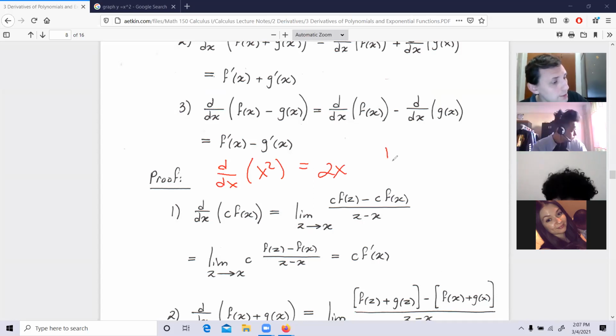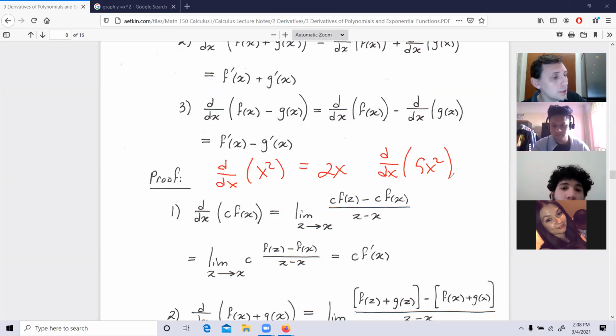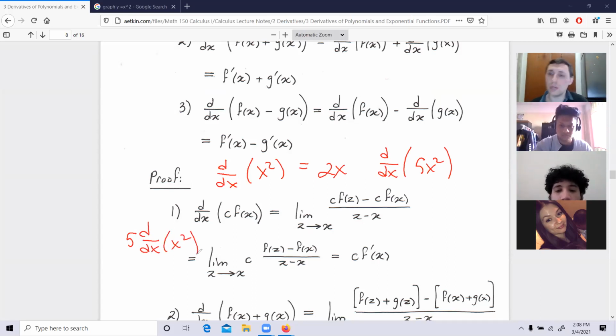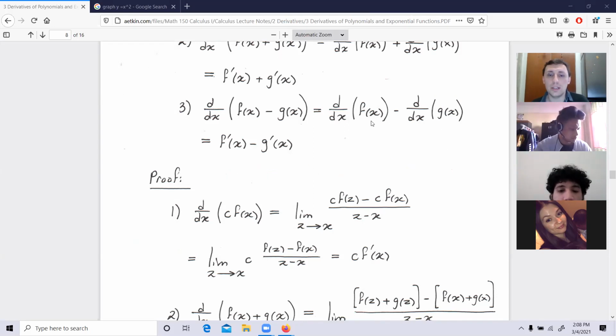But what is the derivative of 5x squared? This process tells us that we can factor the 5 and just take the derivative of x squared. That's why your guess was correct. It's almost tempting to do it, you see? That's the first property. Now, why is that true? Let's look at it, guys.